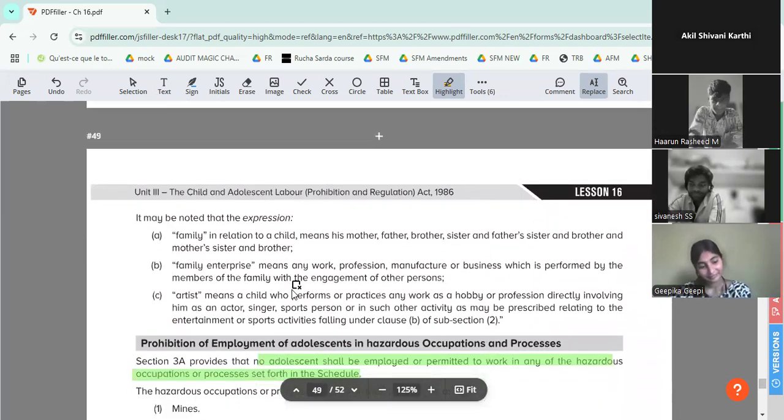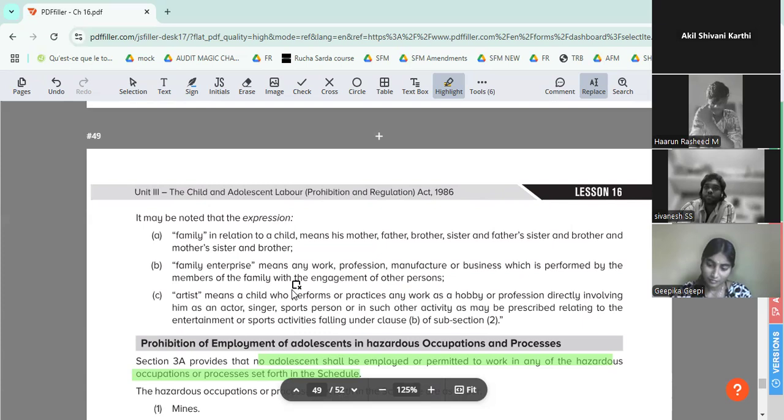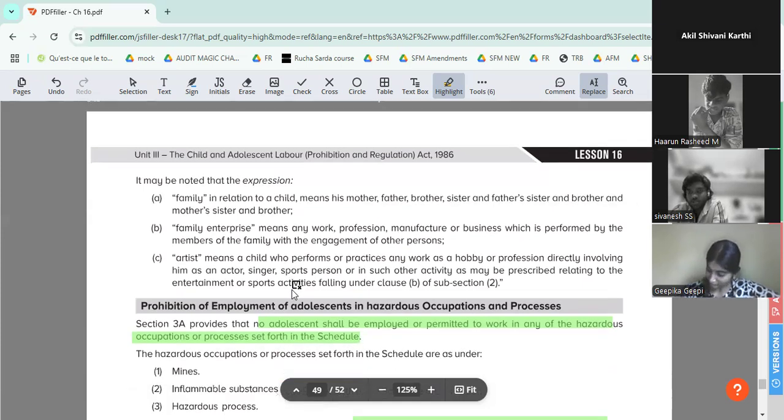Okay. So here you can see the different words explained as per the section. When I say family in section 3, I talk about the mother, father, brother, sister, and the mother's and father's siblings. Basically, the family of the child is parents, siblings, and the parents' siblings, that is aunt and uncle. Clear? Family enterprise means any work, profession, manufacture, or business which is performed by the members of the family with the engagement of other persons. When I say artist, it means a child who performs or practices any work as hobby or profession, directly involving himself as an actor, singer, sports person, or in such other activity as may be prescribed, relating to the entertainment or sports activities falling under Clause B of subsection 2.